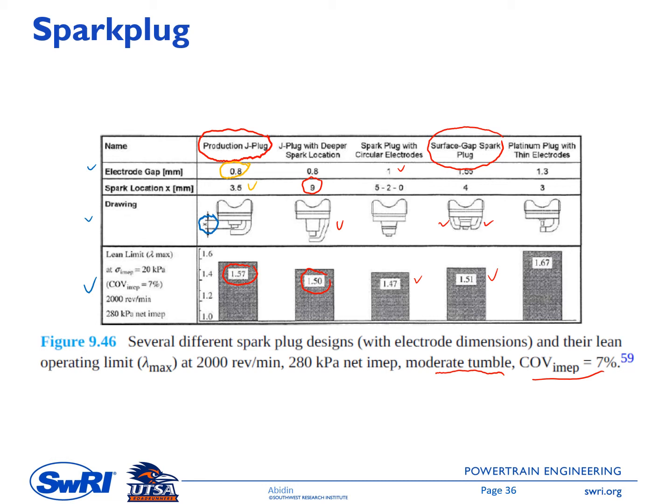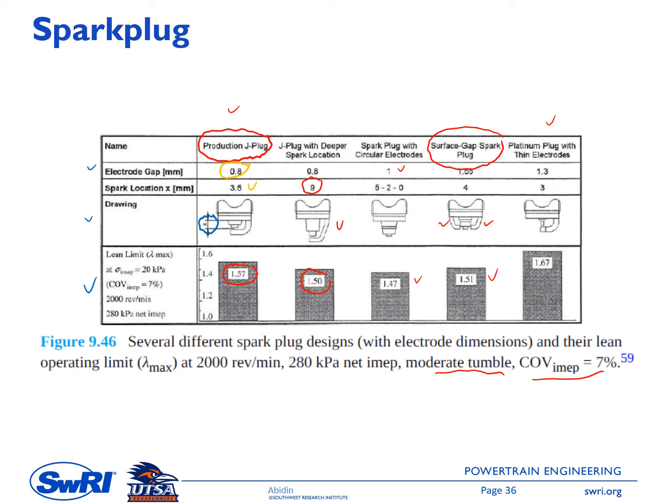1.51. The last one here is also a J-gap spark plug, but the material here is platinum. Platinum has better thermal durability compared to other spark plug materials. This design has a thin electrode, so you can see that the size of the center and the J electrode is relatively smaller than the first design of the J-gap spark plug. The purpose of a thin electrode is to reduce the wall heat transfer from the ignition energy to the electrode. Thus we have more energy to ignite the mixture, and it has a better ignition process compared to the production J spark plug.